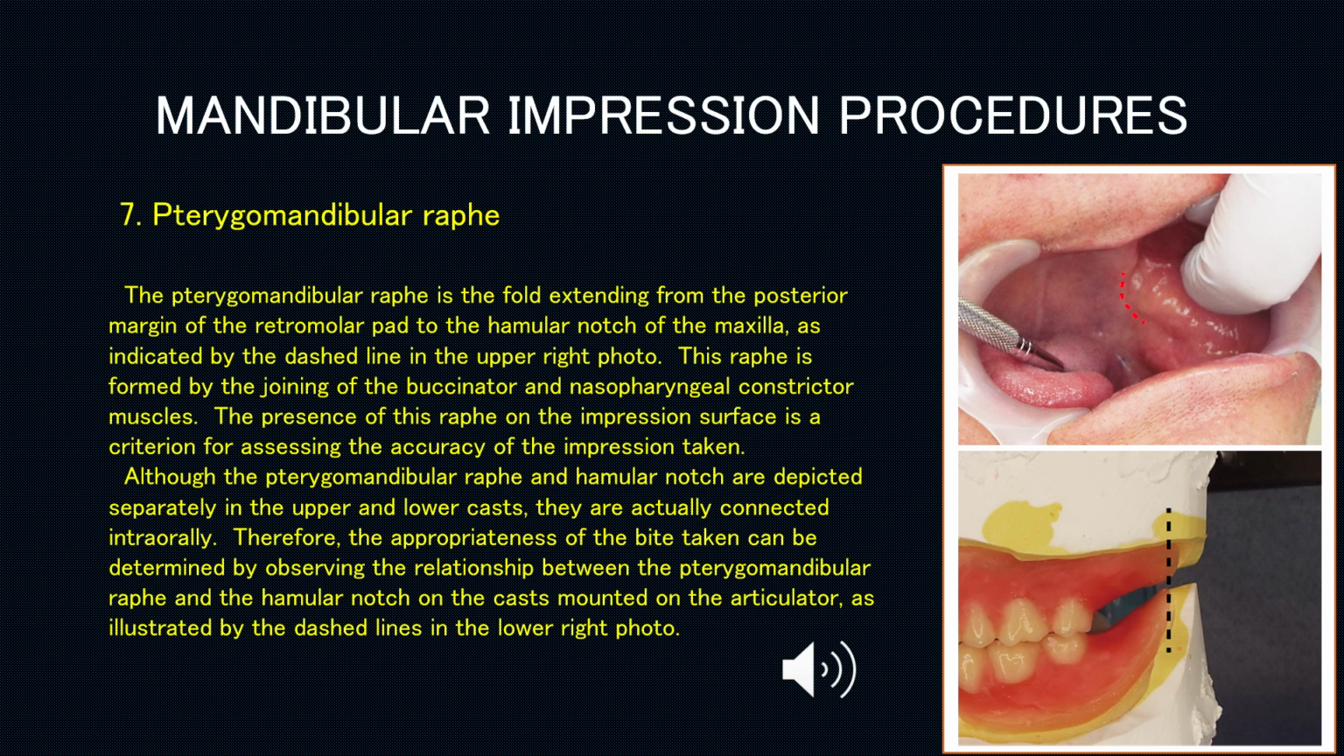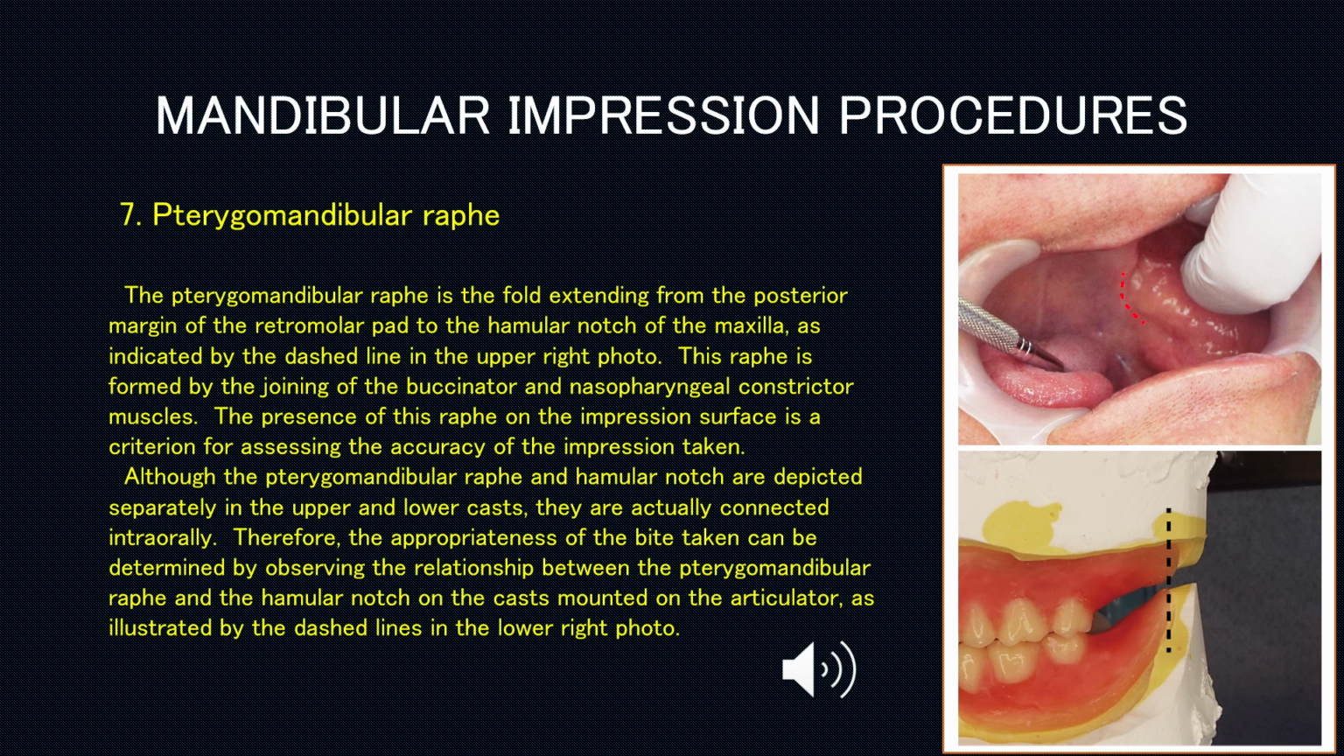Seven. Pterygomandibular raphe. The pterygomandibular raphe is the fold extending from the posterior margin of the retromolar pad to the hamular notch of the maxilla, as indicated by the dashed line in the upper right photo. This raphe is formed by the joining of the buccinator and nasopharyngeal constrictor muscles. The presence of this raphe on the impression surface is a criterion for assessing the accuracy of the impression taken.